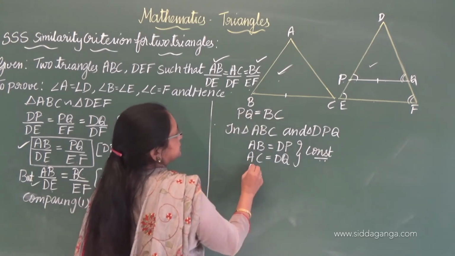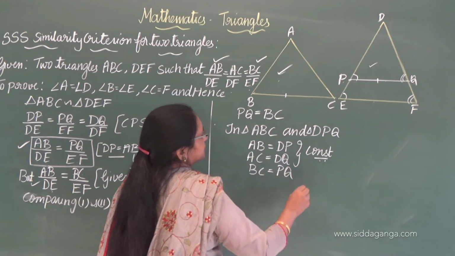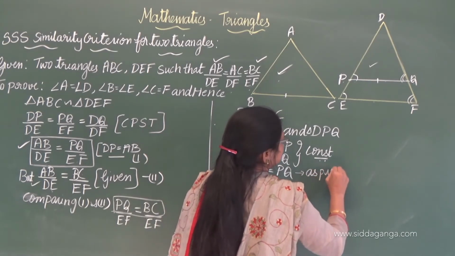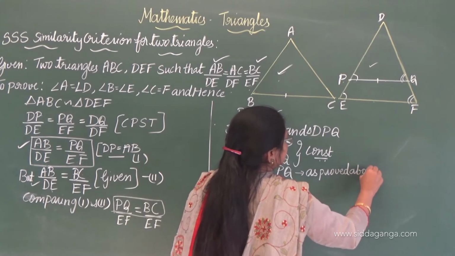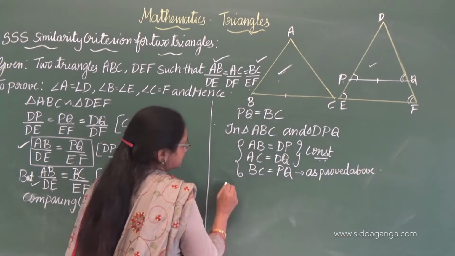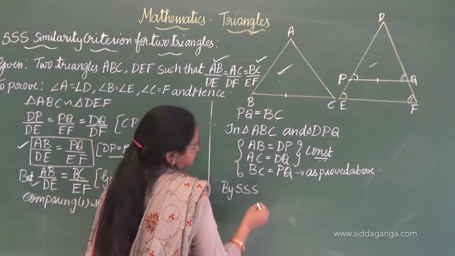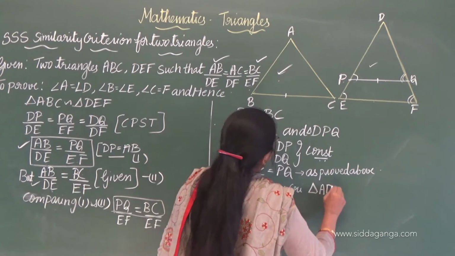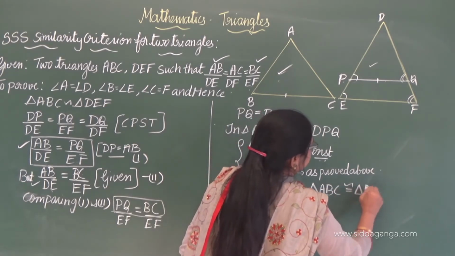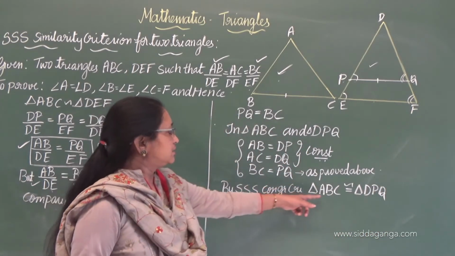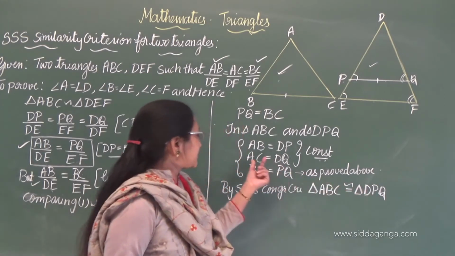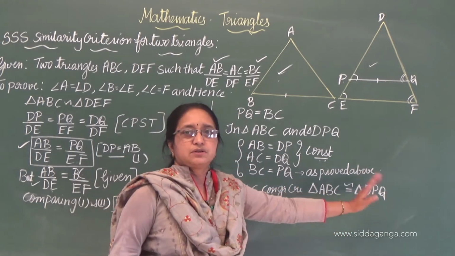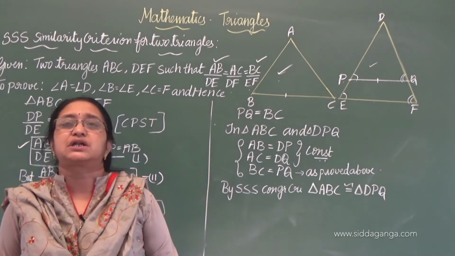And just now we proved that BC is equal to PQ. Yes or no? See here, BC is equal to PQ, as proved above. Now, can we write by SSS congruency criteria, triangle ABC is congruent to triangle DPQ? Do you agree? By SSS we can do it. See, AB is equal to DP, AC is equal to DQ, BC is equal to PQ. Okay, by SSS congruent.